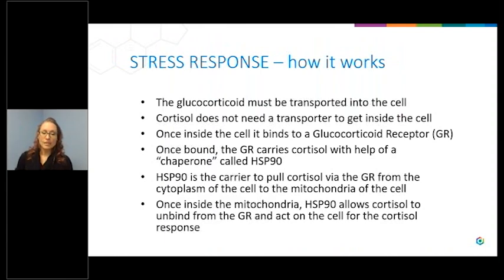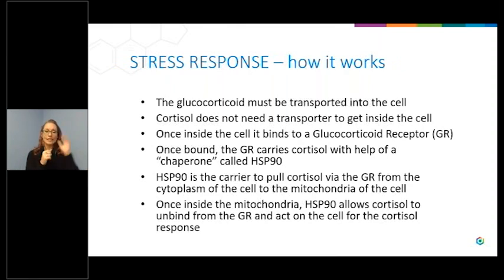So in the stress response, how it works. Cortisol, being a glucocorticoid, has to be transported into the cell. The cool thing about cortisol is it does not need a transporter. So I would say a lot of times, most of the hormones in the body need what I call a babysitter, or some kind of transport protein or binding globulin to get where they're supposed to be. They should not be left unsupervised. They are all like naughty children and need to be escorted generally where they need to go.